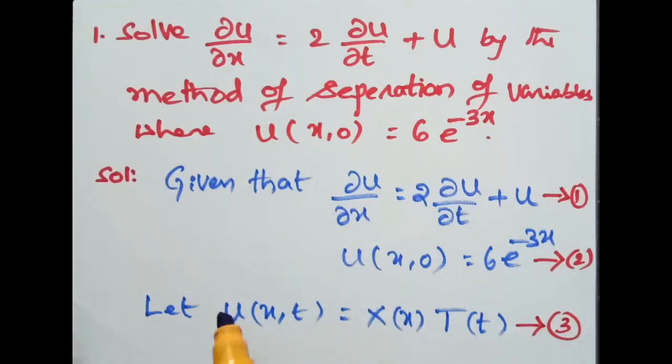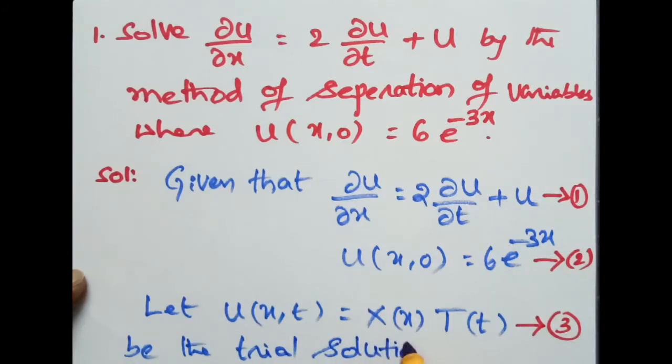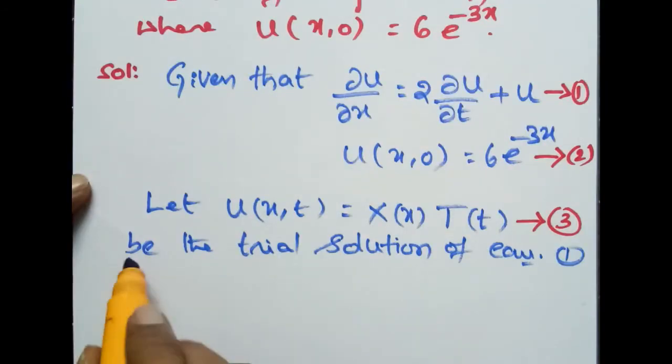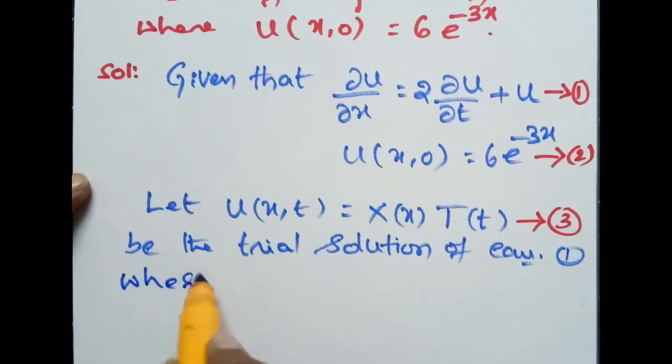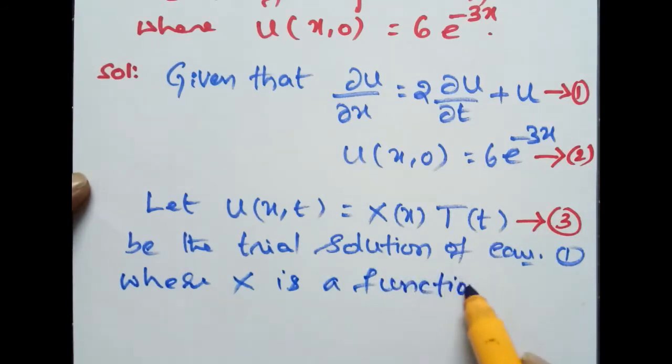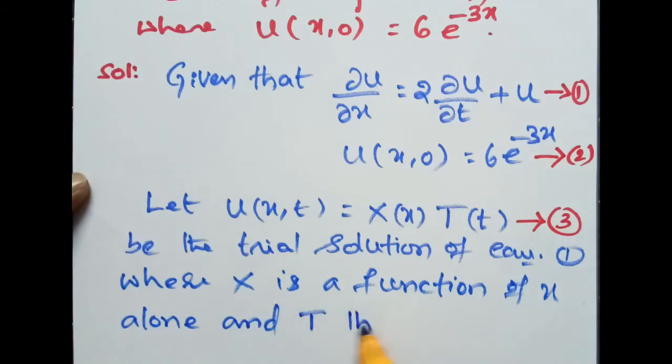be the trial solution of equation 1, where capital X is a function of small x alone and capital T is a function of small t only.